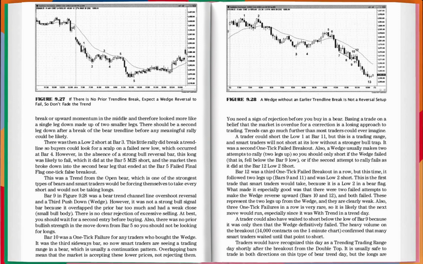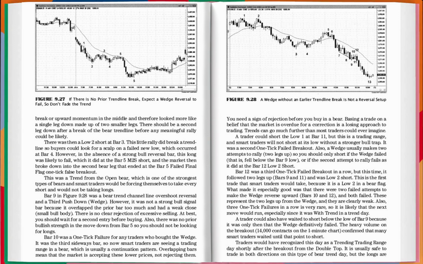It was the third sideways bar, so now smart traders are seeing a trading range in a bear, which is usually a continuation pattern. Overlapping bars mean that the market is accepting these lower prices, not rejecting them. You need a sign of rejection before you buy in a bear. Basing a trade on a belief that the market is overdue for a correction is a losing approach to trading. Trends can go much further than most traders could ever imagine.